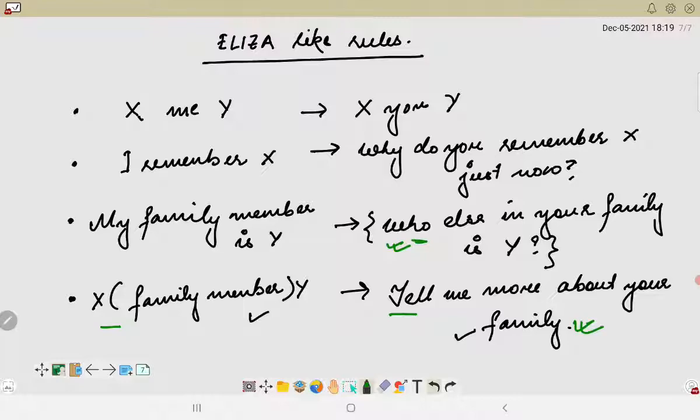Now the major strength of ELIZA is that it says something fairly reasonable almost every time. We will get a nearly correct answer every time, but the understanding is superficial. That means it might go astray also. Okay, suppose, who else in your family is Y.